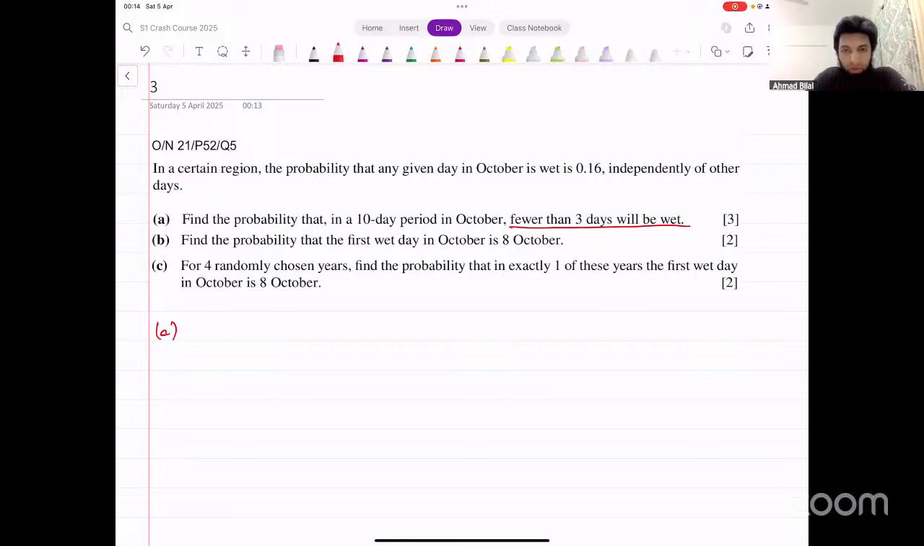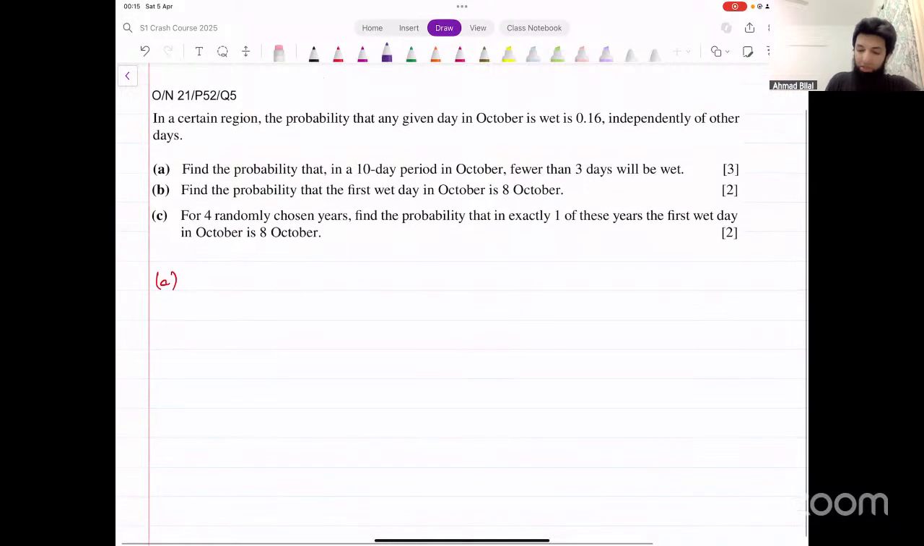This is binomial, right? We're talking about fewer than three successes, the number of successes. We're not talking about the first success. The probability on any given day is 0.16 independently of the other days, which means the probabilities remain constant. They do not change, so the conditions are met. There are two outcomes, the probabilities are not changing, and we have something repeating, and we know the total number of times it's repeating. That's 10. So it's a binomial distribution.